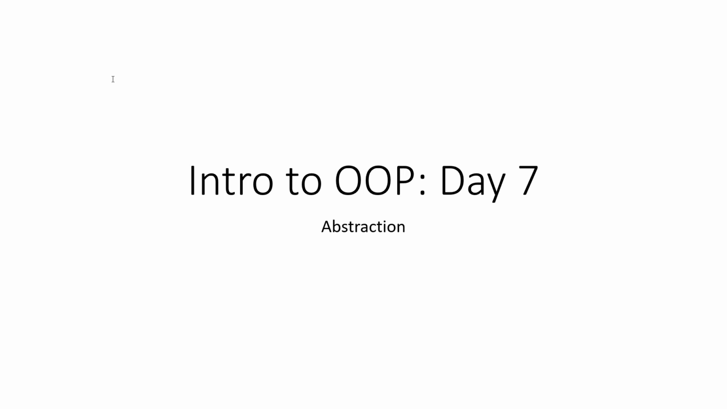Okay, everybody, welcome to day 7 of object-oriented programming. Today, we are actually going to cover abstraction. Abstraction is the fourth pillar of object-oriented programming. We've got a couple of strategies to achieve abstraction, and hopefully by the end of our discussion today, you will know why and when you'll need to use abstraction.